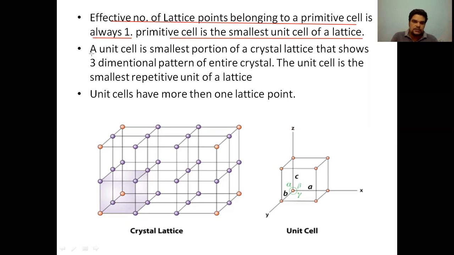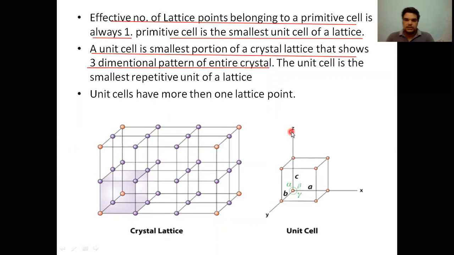Now what comes next is the unit cell. Unit cell is the smallest portion of crystal lattice that shows the three-dimensional pattern of the entire crystal. Here you can see that this is a crystal, in which this is the unit cell. If the unit cell is repeated continuously, it will form the entire crystal. A unit cell has more than one lattice point.